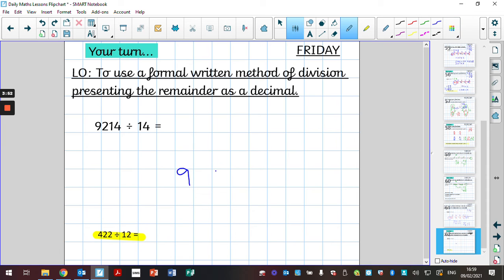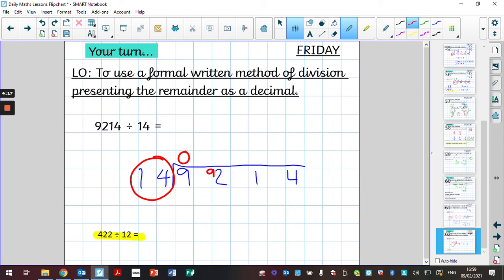So we've got 9,214, and we are dividing that by 14. Again, we keep 14 as it is. And what you may have noticed is that I've used the same divisor this time, but we'll go through exactly the same. How many 14s in 9? Well, that is 0. We need to exchange the 9.